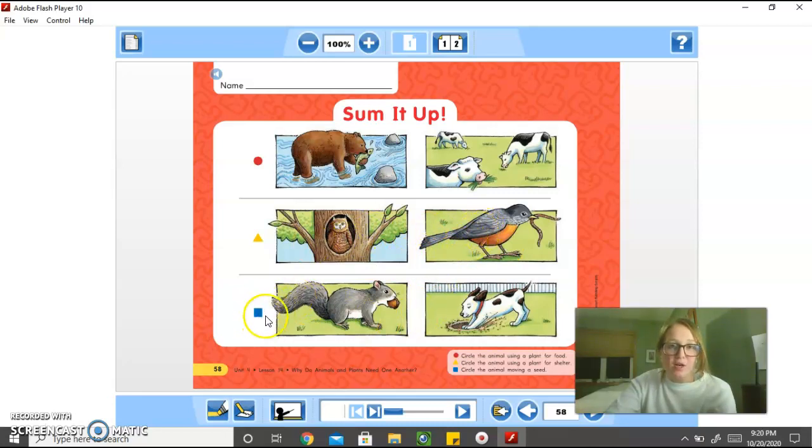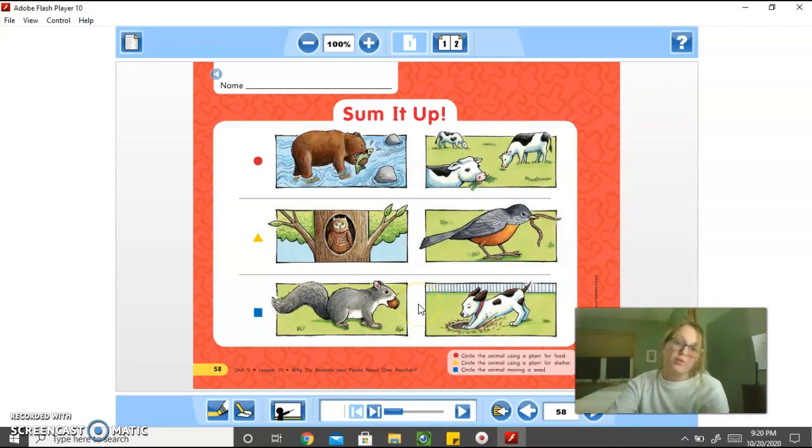Now we're going to look at our blue square. This row right here with the squirrel and the dog. Circle the animal moving a seed. Which animal is moving a seed? The squirrel or the dog? Keep it in your head. Do it on your paper. Okay, you should have an answer.